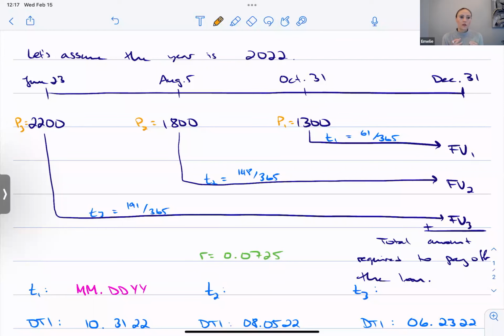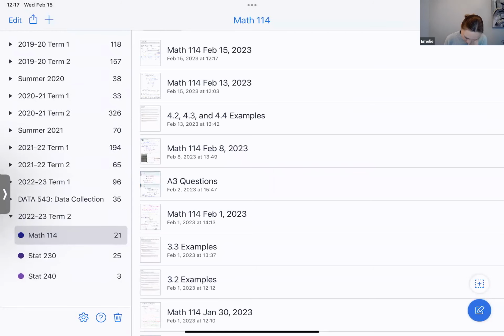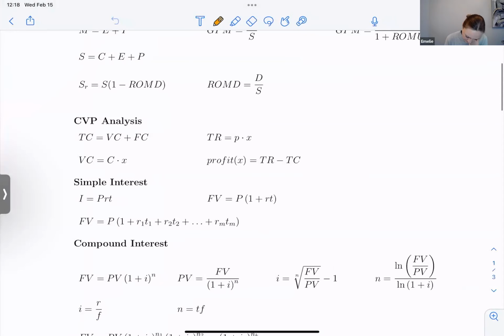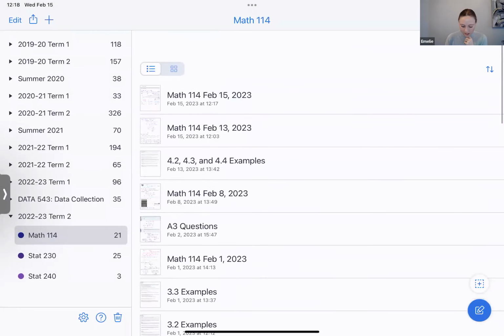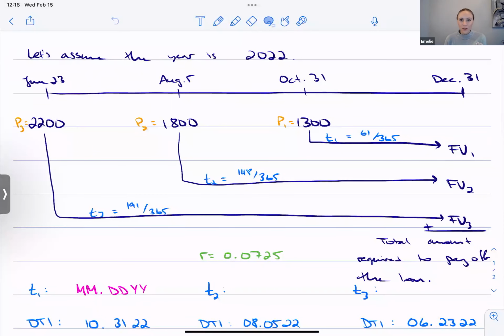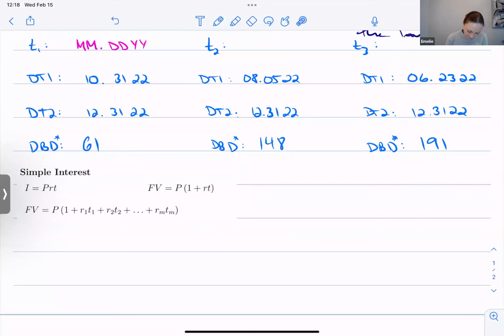Now we have all the components in order to calculate these future values. Let's grab that formula sheet here. So for simple interest, we have these to choose from. And that's where it's helpful to recognize that the question said it was simple interest. So now I'm focused in this section of the formula sheet.